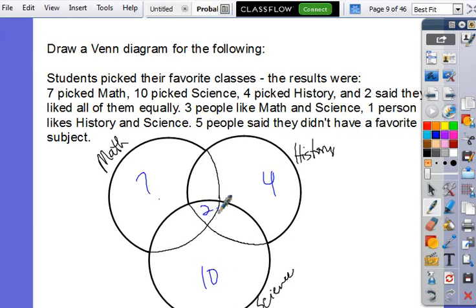What's next? 3 people like math and science, so that's got to go in the math and science circles, but not anything else. 1 person said they like history and science, so that's got to go over there. 5 people said they didn't have a favorite subject. So what do we do with those people? Put the 5 outside because they didn't like any of them. Alright, so that's how you would go about filling in one. Now this could be names of people, letters, colors, it could be anything that we're putting in there. We good with that?